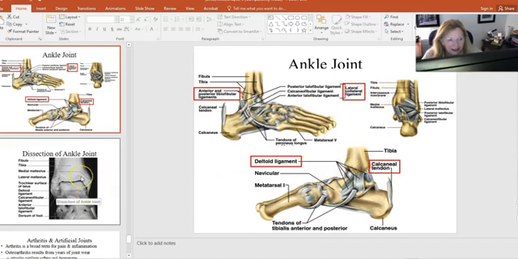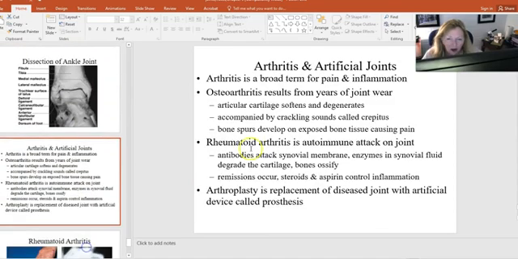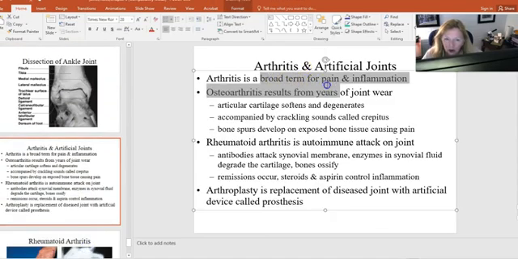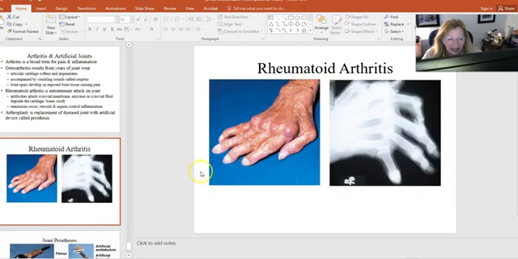Now, as far as arthritis, I told you this is just a broad term for pain. Osteoarthritis is the wearing and tearing, the old age arthritis, and is the most common. Rheumatoid arthritis is an autoimmune disease. There are many other autoimmune diseases that can attack the joints. Arthroplasty is the replacing of diseased joints with artificial devices. And I want you to know the term, and it's not in your notes, I don't think, which is sad, called ankylosis. This is in your table of disorders.